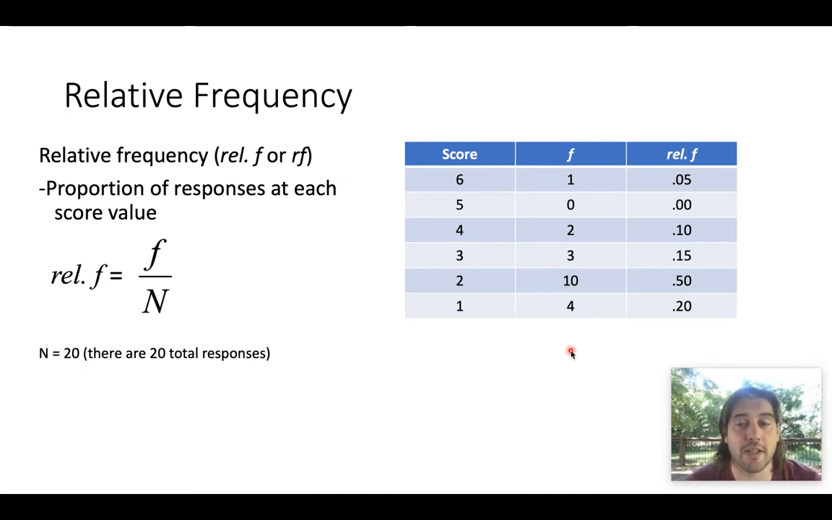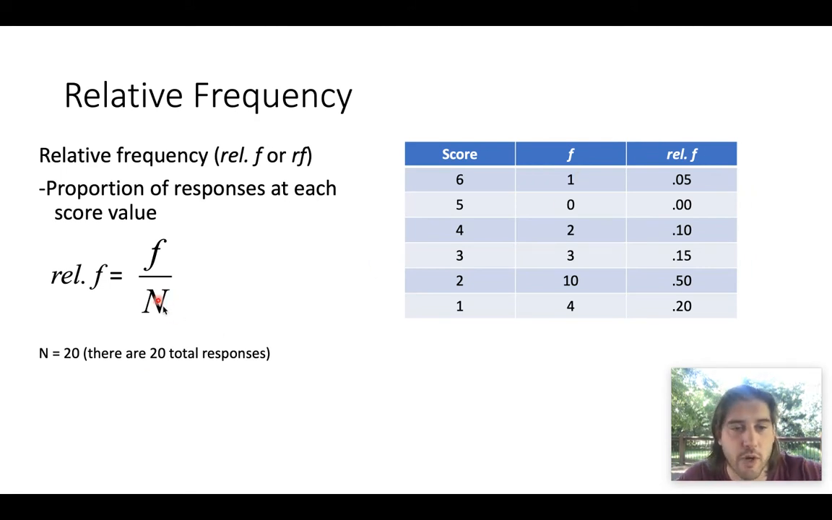And so a question you might want to ask is something like, well, what proportion, what percentage of scores fall into each score category, right? So what percentage of people scored a 6? What percentage of people scored a 3? What percentage of people scored a 2? So on and so forth. That's what we call relative frequency. So relative frequency, you'll see as rel f or rf, is simply the proportion of responses at each score value. So we have one person who scored a 6. Well, what proportion of the data is that one person? We have 2 people that scored a 4. What proportion of the data are those 2 people? So you just do a fraction, right? It's relative frequency equals the frequency of that score over the total number of responses.